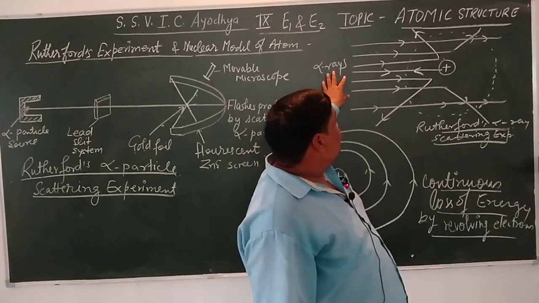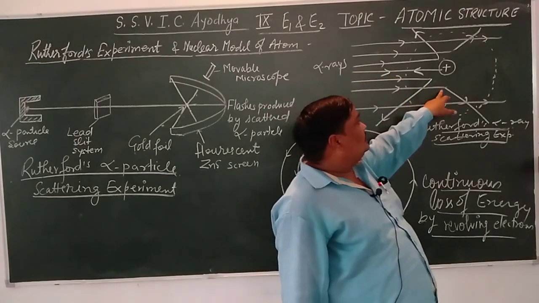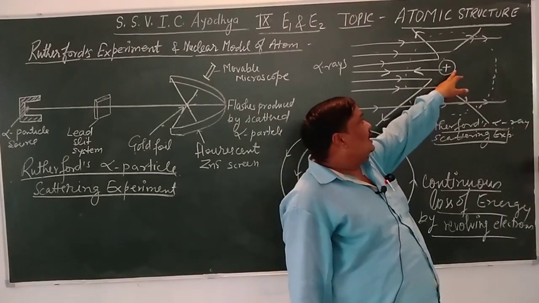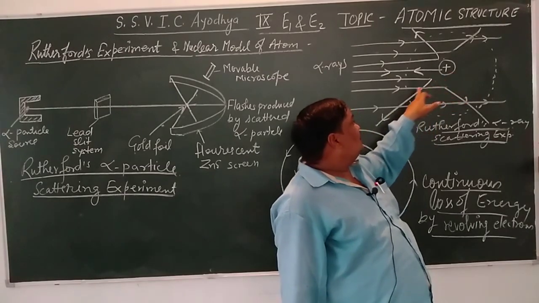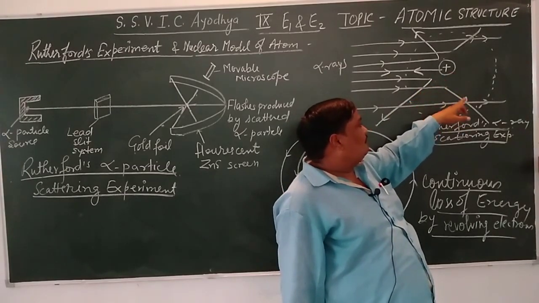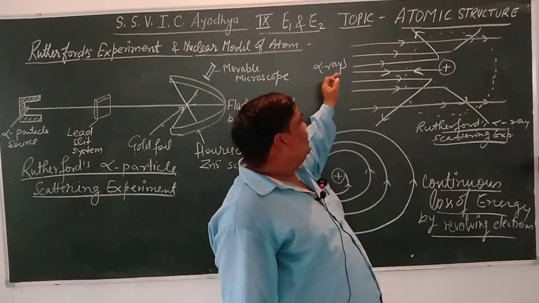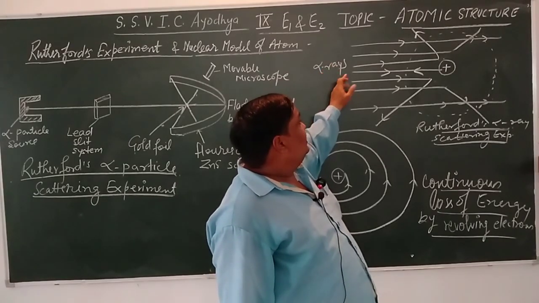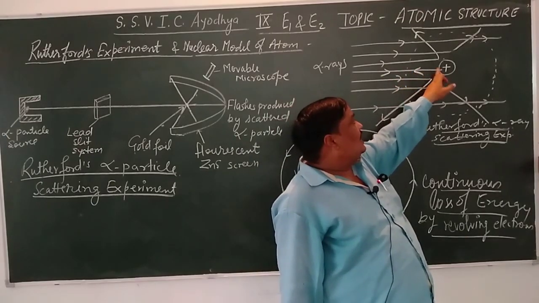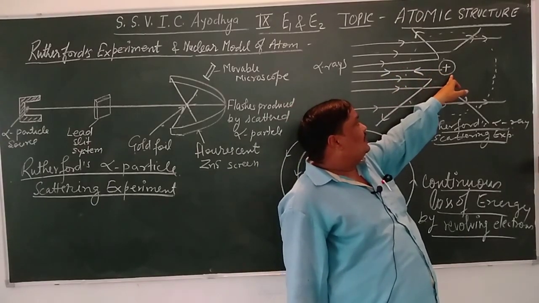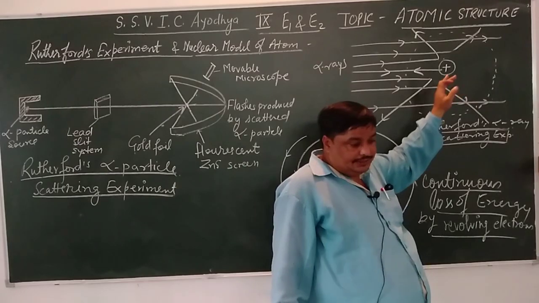A few of them are deflected from their paths because the nucleus has a positive charge which repels the positively charged alpha particles from their path. Only one out of 1800 is reflected back from its path because it strikes a heavy particle called the nucleus.